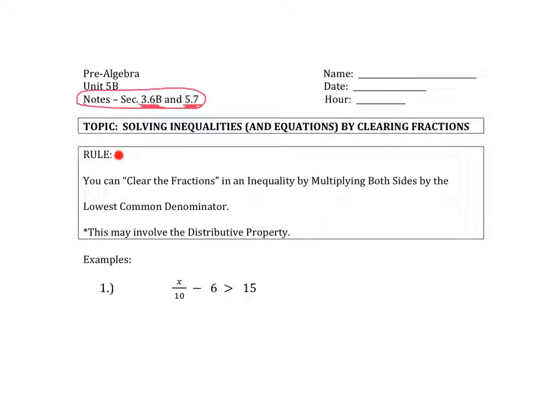So here's the rule that you're going to use. You can clear the fractions, totally get rid of fractions in an inequality by multiplying both sides by the lowest common denominator. Okay, so that's the rule of the day. You can clear the fractions, which means just get rid of them, if you multiply both sides, the right side and the left side, by the lowest common denominator. By the way, this will involve distributing.